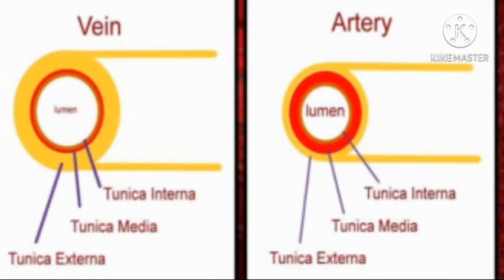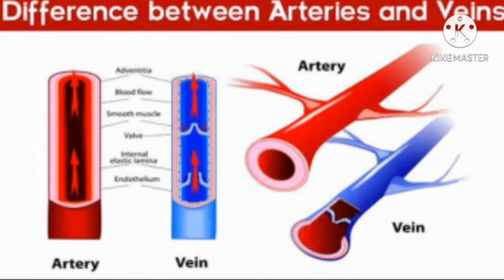So students, if we see the differences between arteries and veins, the first difference is the direction of the blood flow. Arteries carry blood from the heart to various parts of the body, and veins carry blood from different parts of the body to the heart. Second, nature of blood. Arteries carry oxygenated blood, with only one exception, the pulmonary artery. It carries only deoxygenated blood. But veins carry deoxygenated blood, with only one exception, the pulmonary vein, which carries oxygenated blood.